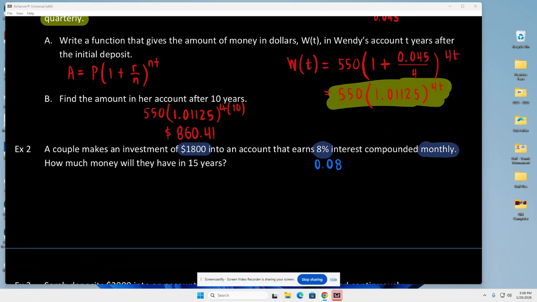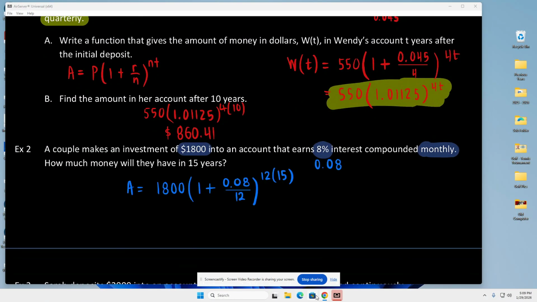And it just asked me to find out, well, how much is she going to have in 15 years? So I'm literally going to go and type in A equals, well, actually, you can't type that into your calculator. You're going to type in 1,800, that's your P, times 1 plus R is 0.08 over N, which is monthly, 12. Close that parenthesis and raise it to the N, 12, times T, 15th power.